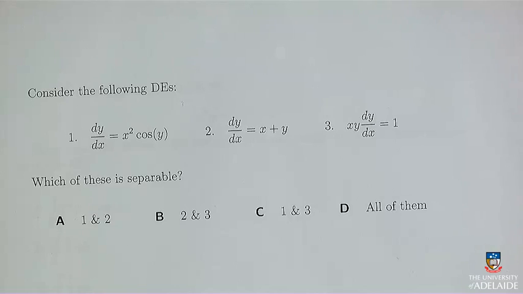Okay, 10 seconds. Answers in. All right, let's have a look what everybody thinks. A reasonable split. A lot of people going for C. What does C say? C says that 1 and 3 are separable but not 2. A says not 3, B says not 1, and C says not 2. D says they're all separable. That's a fairly even split.